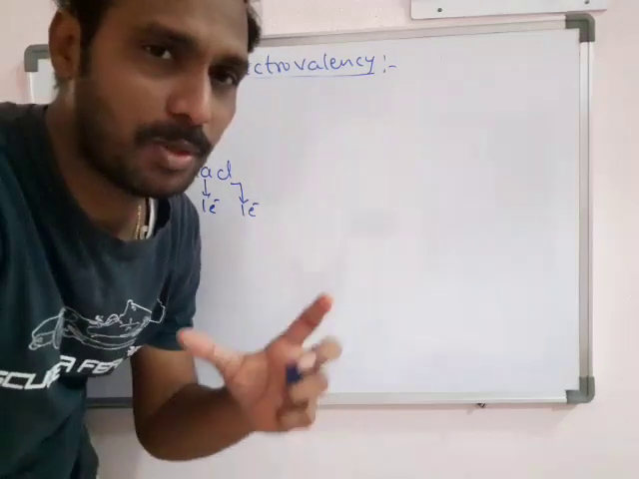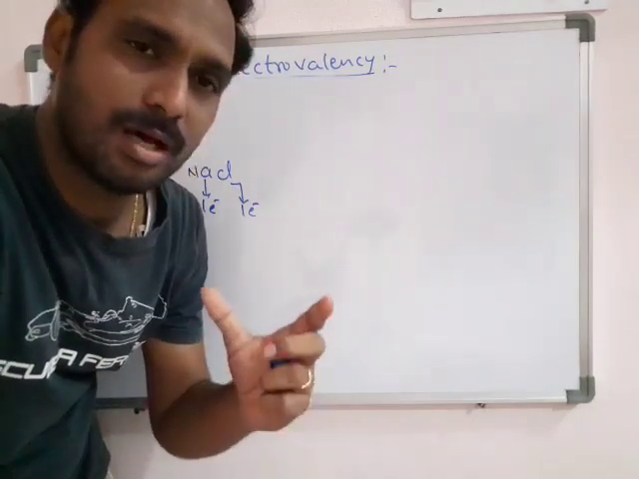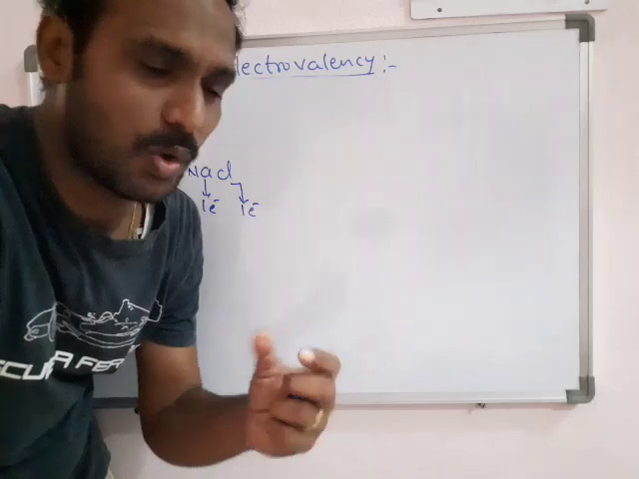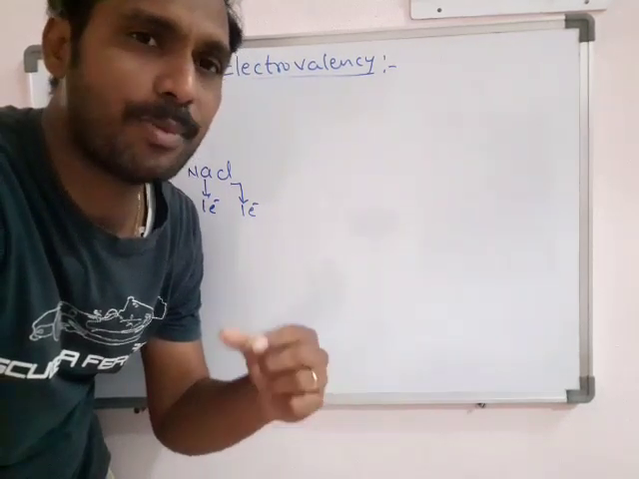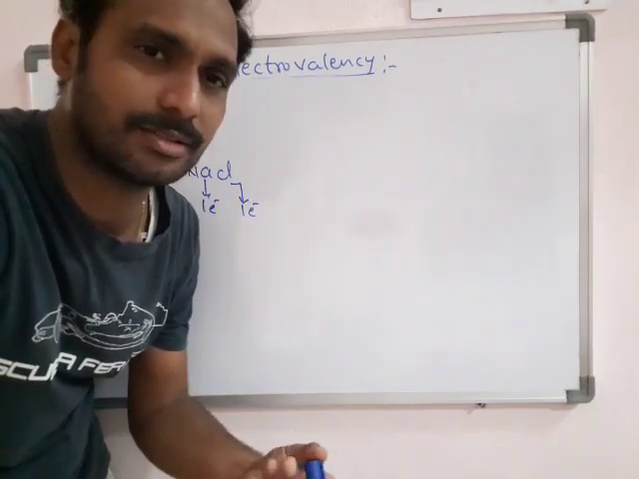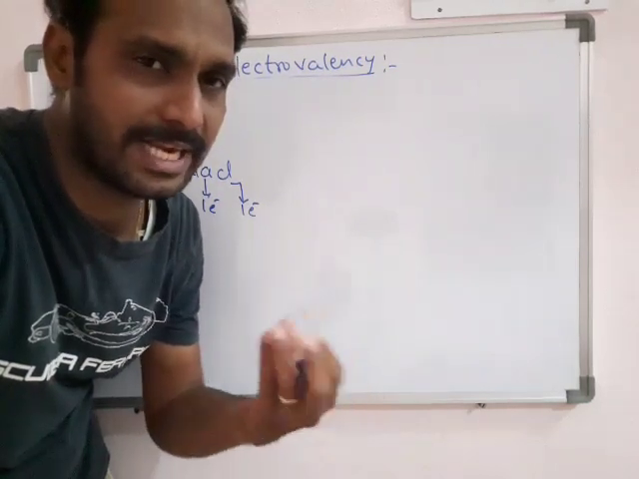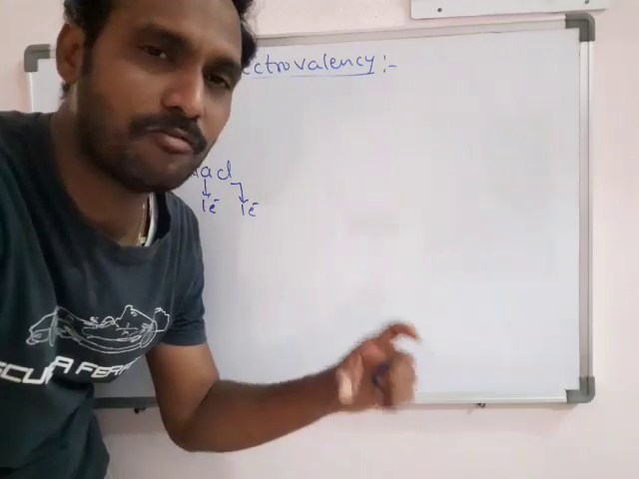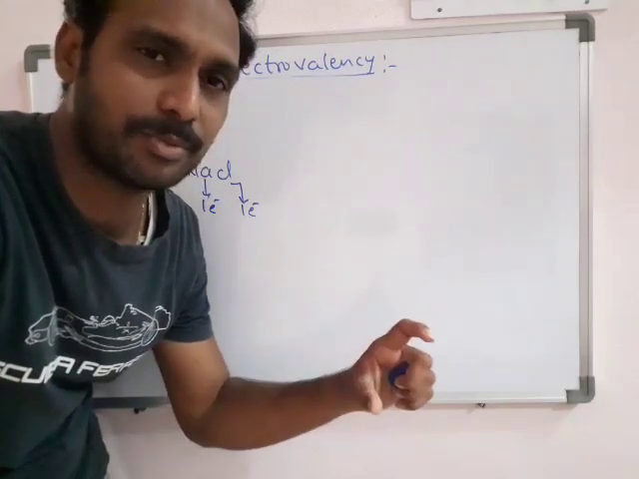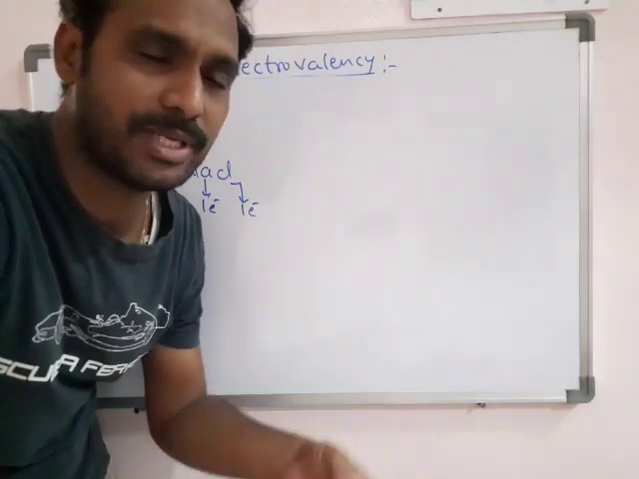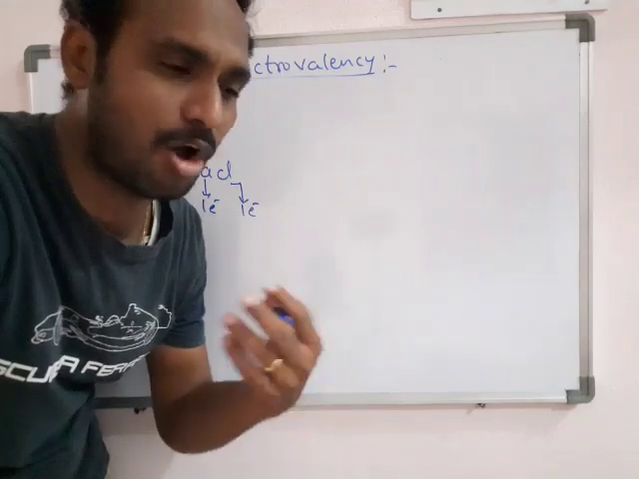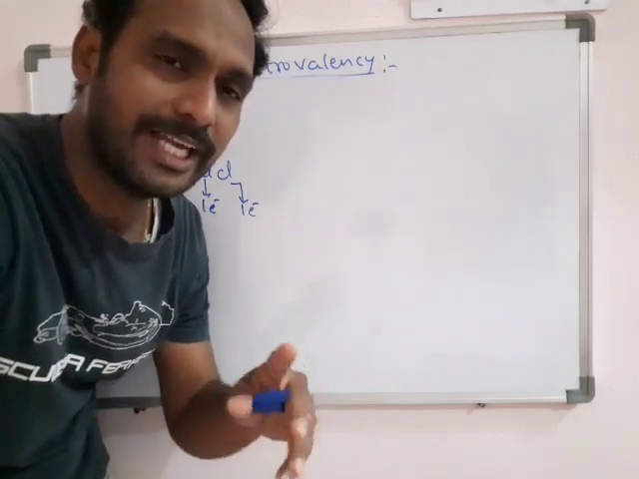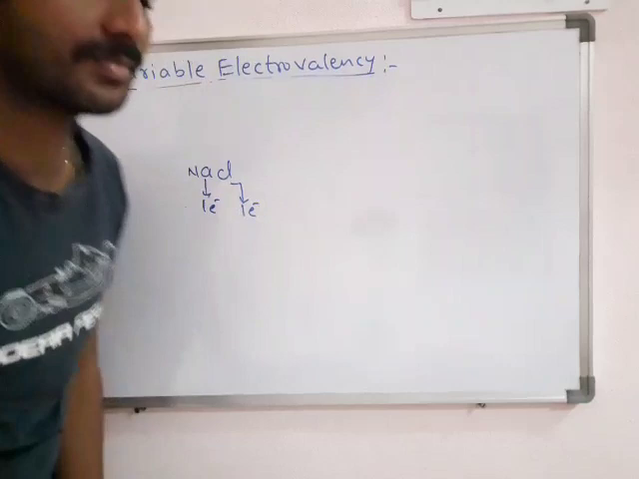Okay, when an ionic compound is formed, one atom of an element loses how many electrons, or one atom gains how many electrons, during the process of ionic bond formation. When the ionic bond forms, one atom loses how many electrons or one atom gains how many electrons, that is called its electrovalency.